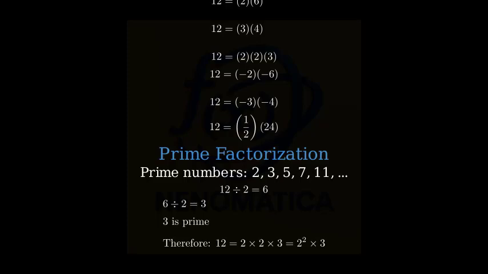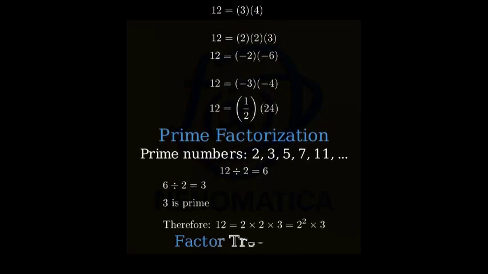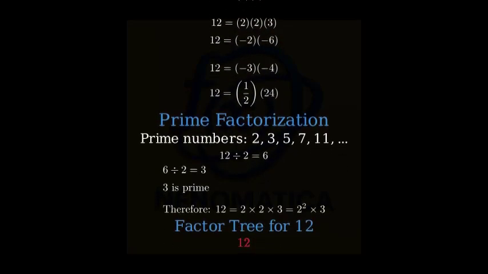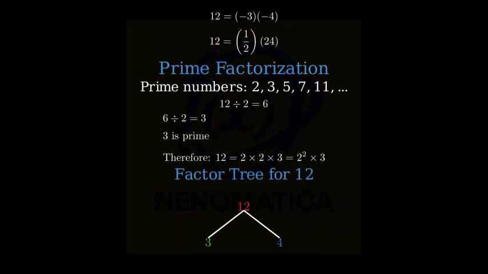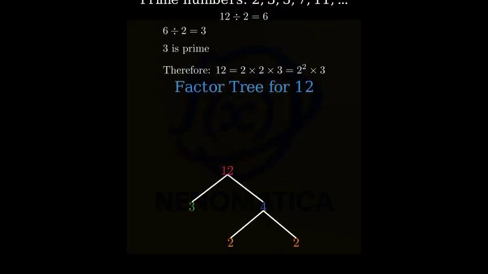Another way to visualize prime factorization is using a factor tree. We start with our number 12 at the top. Then we choose any pair of factors, for instance 3 and 4. 4 can be further factored into 2 times 2. Since 3 and 2 are both prime, we can't factor them further. So reading the bottom row of our tree, we get the prime factorization: 3 times 2 times 2, or 3 times 2 squared.